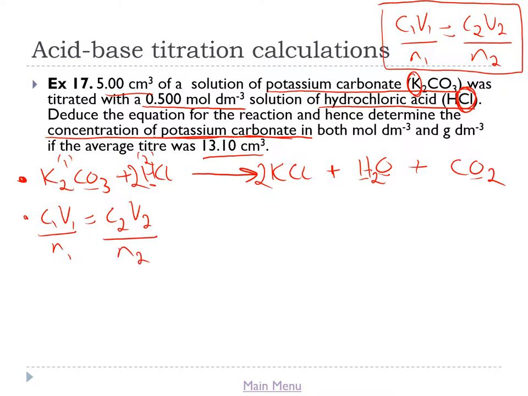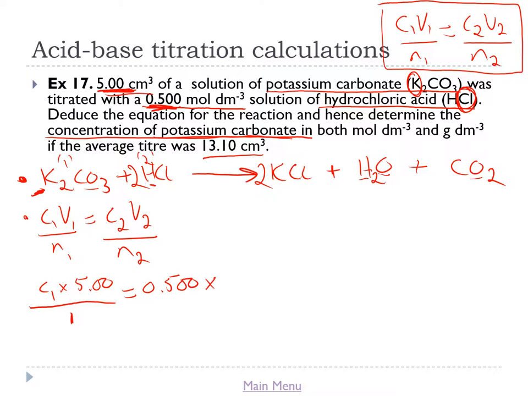Now the concentration of potassium carbonate we don't know, so we're going to leave it as C1. The volume though we do know, it says, is 5 centimeters cubed. So you're going to say C1 times 5.00, make sure you keep that accuracy. Divided by N1, the number of potassium carbonates in the equation is just 1. And that equals C2. So the concentration of hydrochloric acid is 0.500. Again, make sure you keep the accuracy.